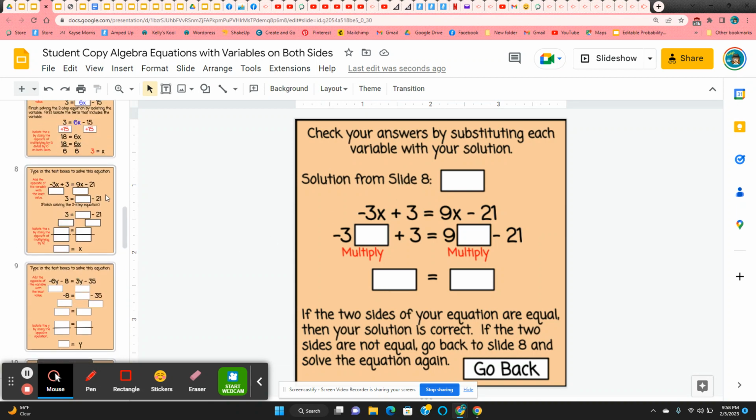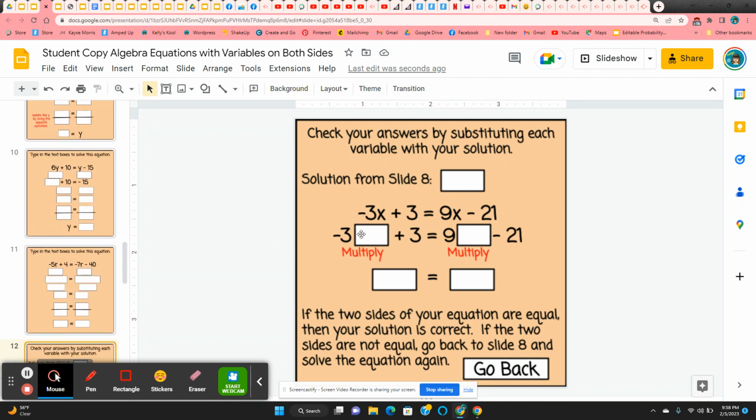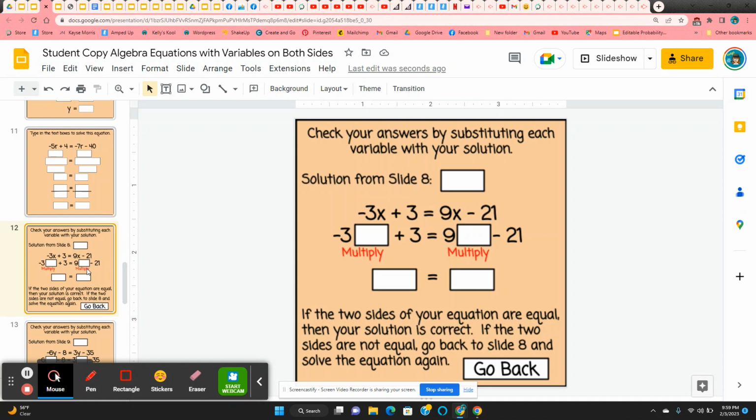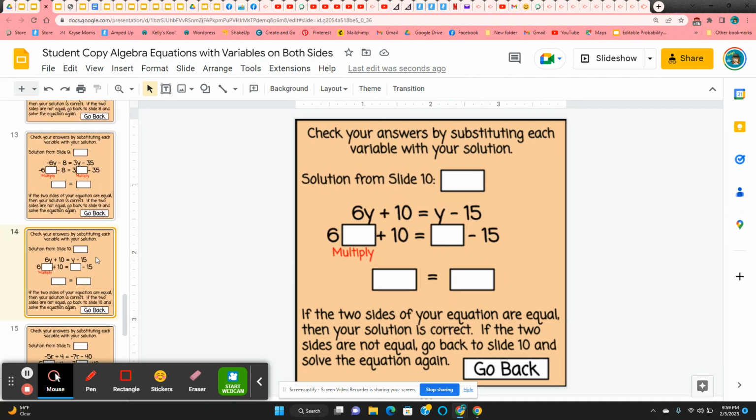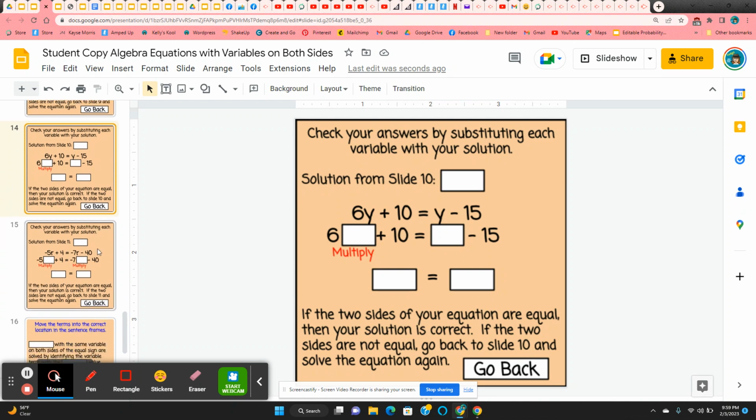So they go back to slide 8, find their solution, and they're going to plug that into the equation. They're going to multiply here, and see if they get the same result on both sides. If the two sides of the equation are equal, then their solution is correct. If it's not, they're going to click on go back and solve it again. So they're going to do that with each of the equations that they've done on the previous slides. They're going to check, just make sure their answer is correct by substituting.